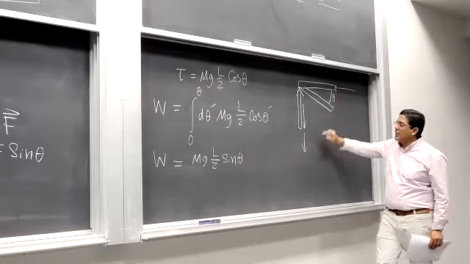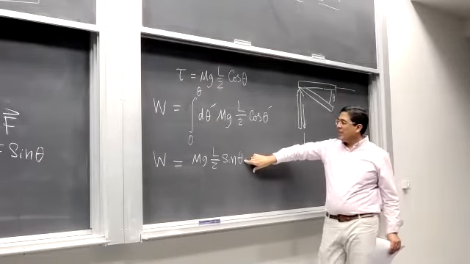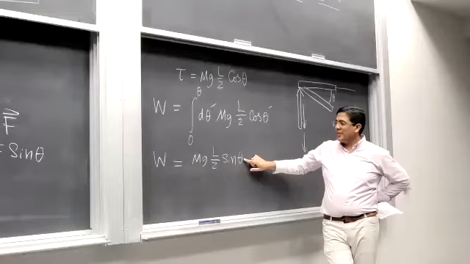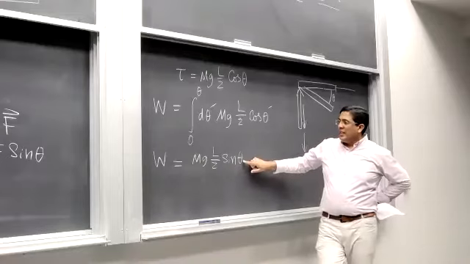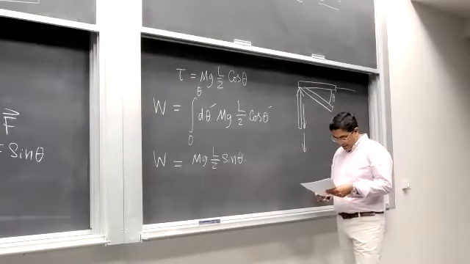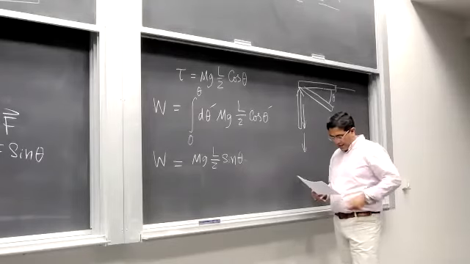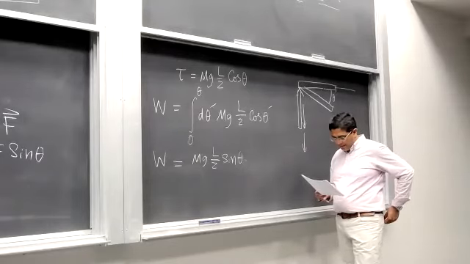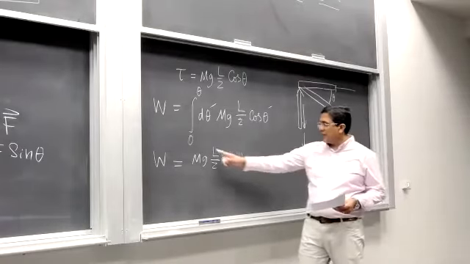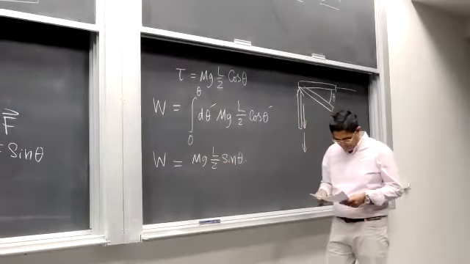So for example, if theta is 0, what is the work done? 0, because it hasn't moved. When theta is 90, what is the work done? mgL by 2, the maximum work done. And of course, for values of the angle in between, you would have work done that is between mgL by 2 and 0.